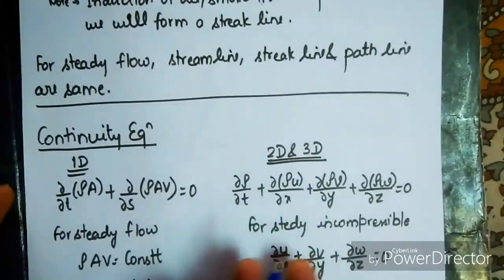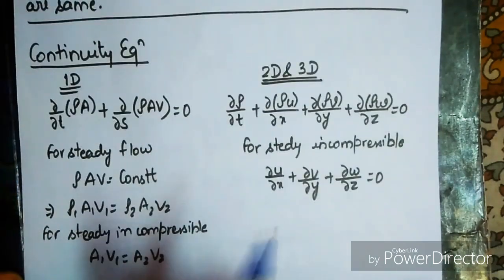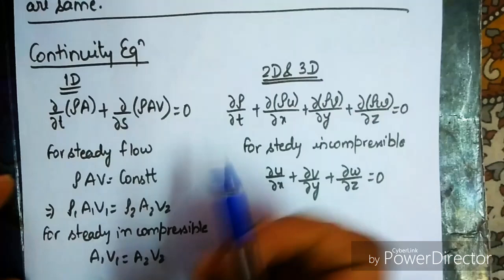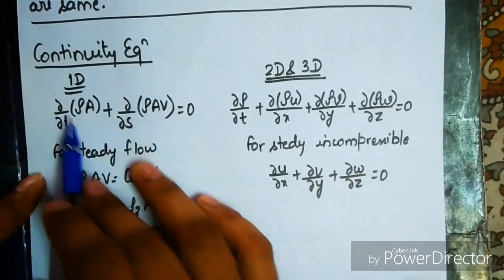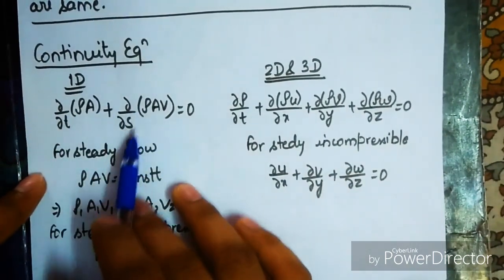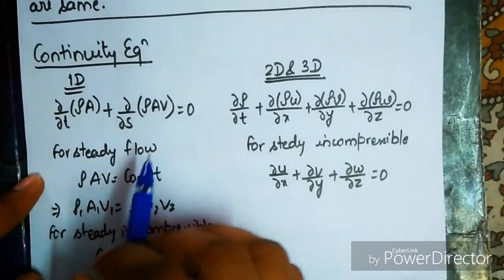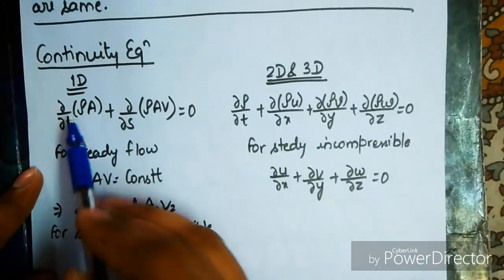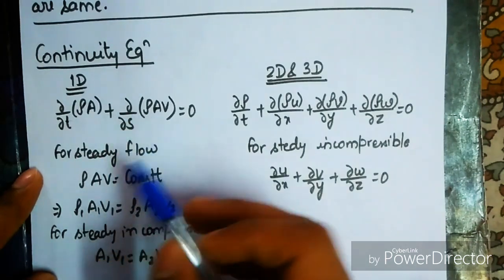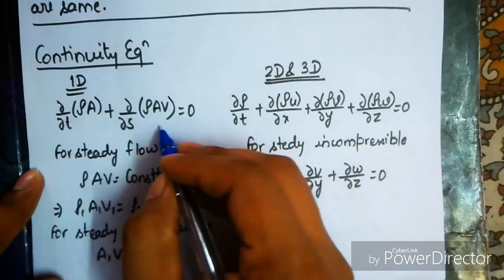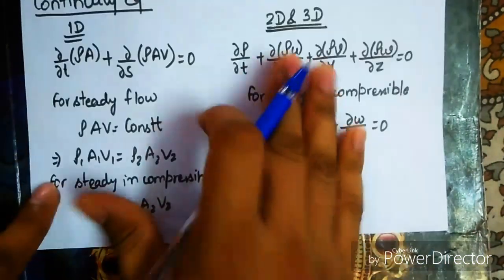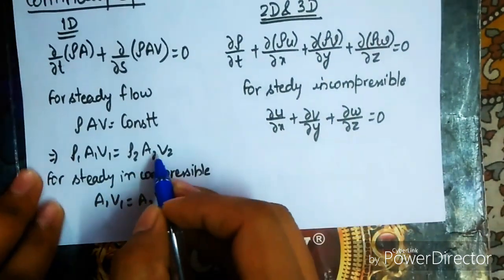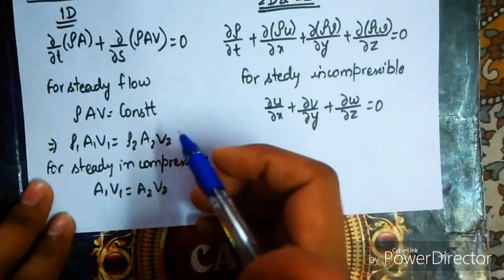Okay, now continuity equation. Next topic is the continuity equation in 1D, 2D and 3D flow. In 1D flow, we are having ∂(ρA)/∂t plus ∂(ρAV)/∂s equals 0. And for steady flow, we are having ∂/∂t equals 0 only. This term becomes 0. So we are having this term only. Here we are having ρAV as constant, because the differentiation of this term equals 0. We can write it down here like this: ρ1 A1 V1 equal to ρ2 A2 V2.